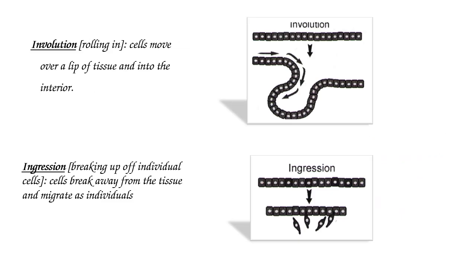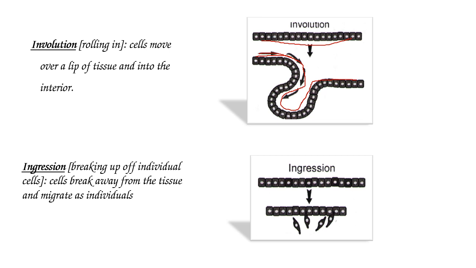The next morphogenetic movement is involution. It is nothing but rolling in. Cells move over a lip of tissue and into the interior. So let's see involution in this diagram. Here the cell layer rolls inside. That means the cell layer is straight, and during involution it rolls inside and forms a rearrangement of the cells.